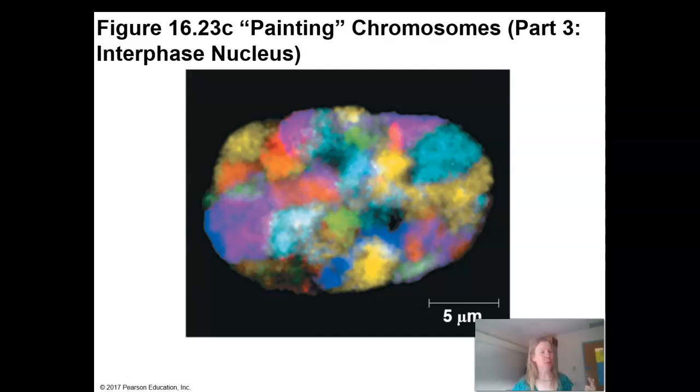And I just thought this was super cool. I hadn't seen this before. Your book is showing an image of the nucleus, and they've actually tagged different chromosomes in different colors and noticed where they hang out in the nucleus. I thought that was pretty neat.